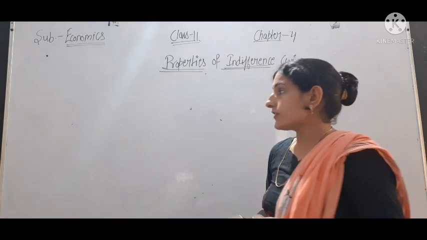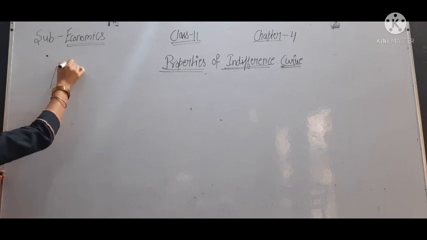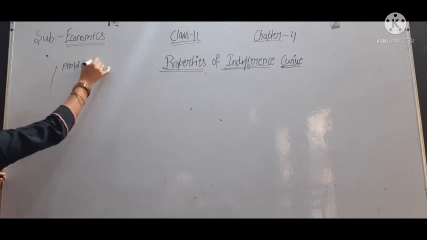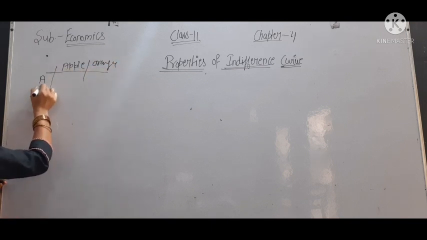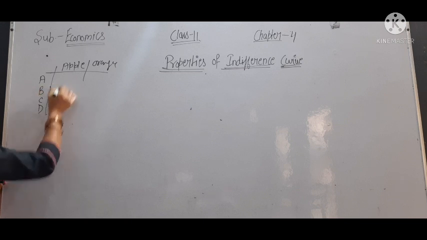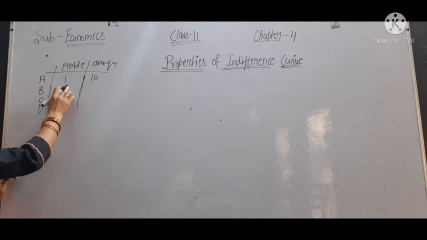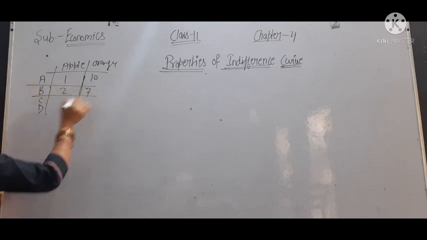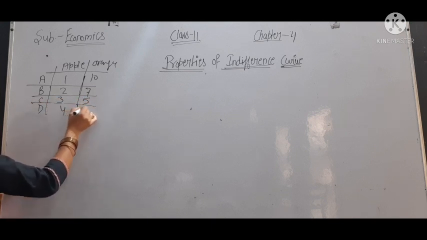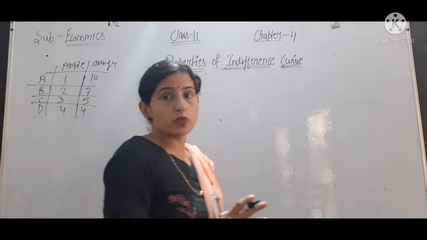So in the indifference curve we have talked about different combinations of goods like apple and orange. There can be different combinations like A, B, C, D. When the consumer is consuming 10 units of orange and 1 unit of apple, that is combination A. Then B is 2 of apple and 7 of orange, then 3 of apple and 5 of orange, then 4 of apple and 4 of orange. So there can be different combinations of two goods.